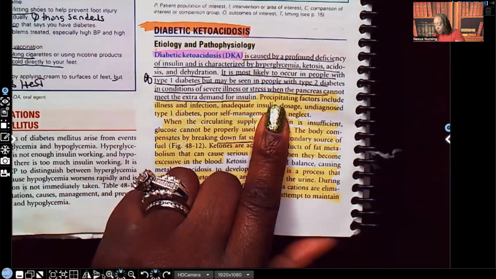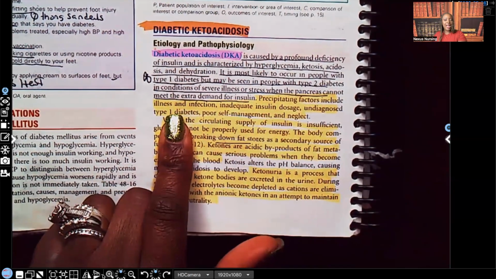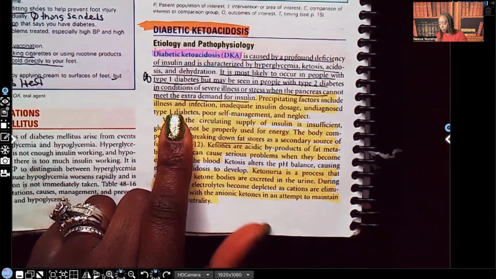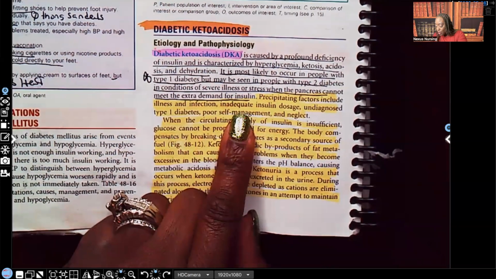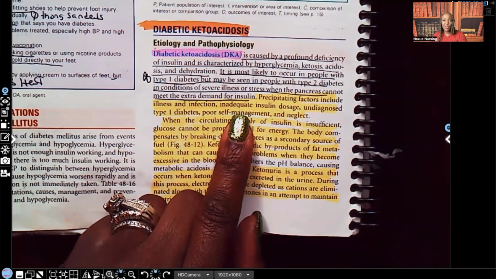Precipitating factors include illness and infection. And we know that because we know when the body's stressed by illness, by infection, it makes more, shoots out more sugar, more glucose. Why? Because glucose gives you energy. You need energy to fight off the infection. It makes sense. Inadequate insulin dosage. So the patient's taking insulin, but they're not taking enough. That insulin that they're getting is way too low. That can throw them into DKA if it's bad enough.